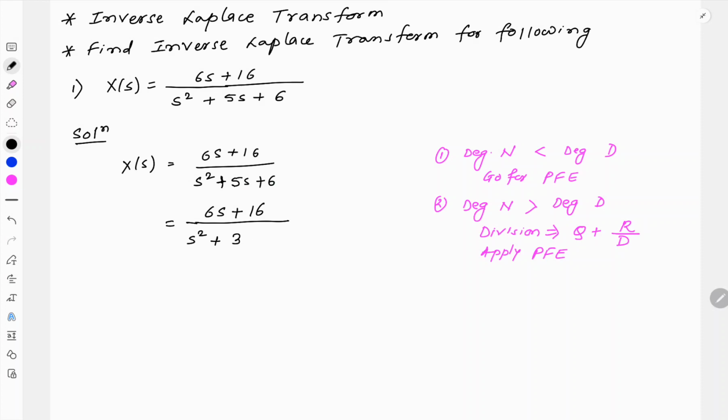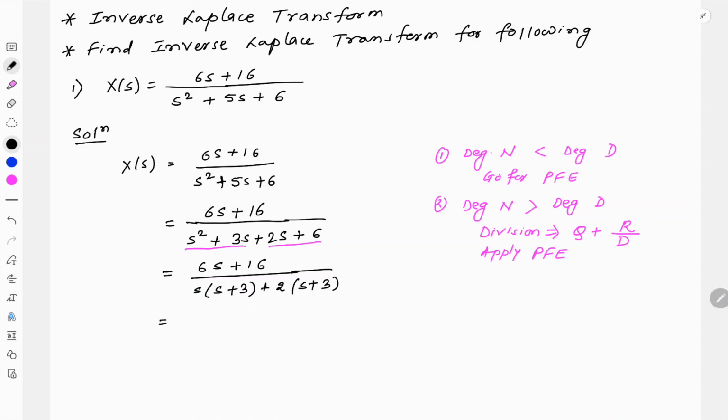So I can split it in this way, 3s plus 2s. So 3 plus 2 becomes 5s. Our original polynomial is as it is, with the coefficients 3 and 2; 3 times 2 is 6. The third term is 6 in this way. Now 6s plus 16 divided by, from the first two terms take s common, the remaining term is s plus 3. Similarly, from the last two terms take 2 common, the remaining term is s plus 3.